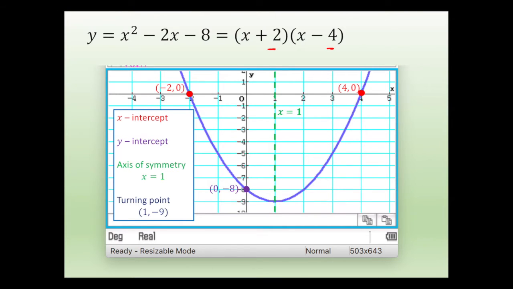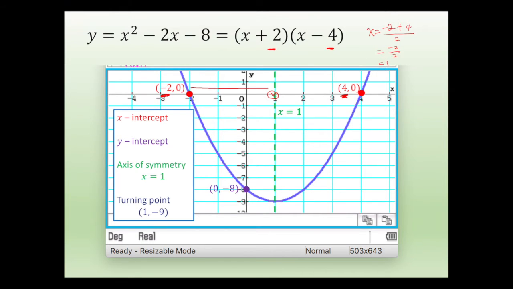You can see that this point here is actually the midpoint between -2 and 4. So if you are working out the equation of the axis of symmetry, x equals (-2 + 4) divided by 2, which is 2 divided by 2, which is 1. So that is actually the midpoint, since this is the axis of symmetry.